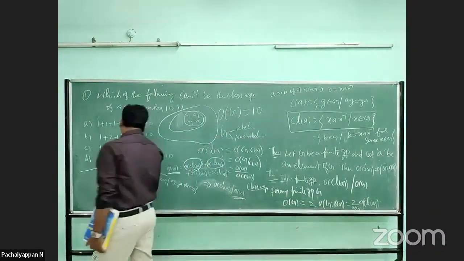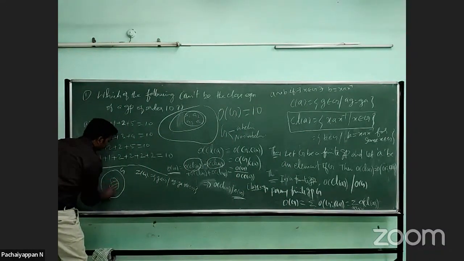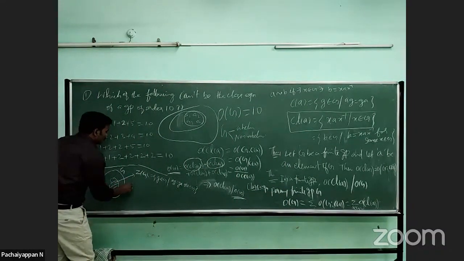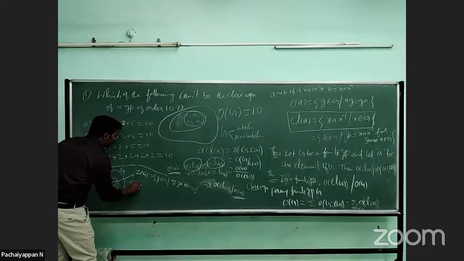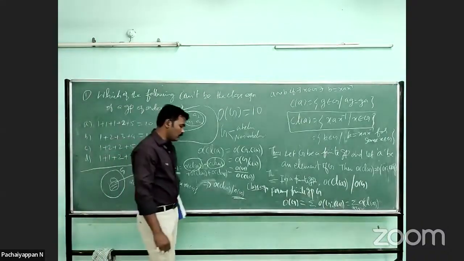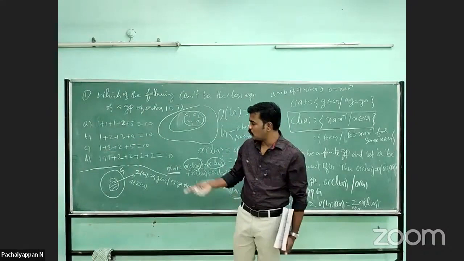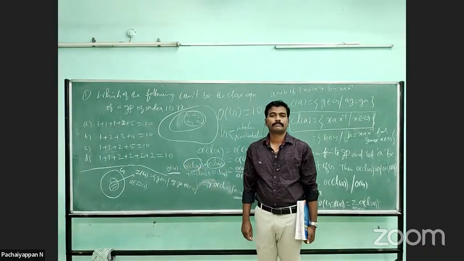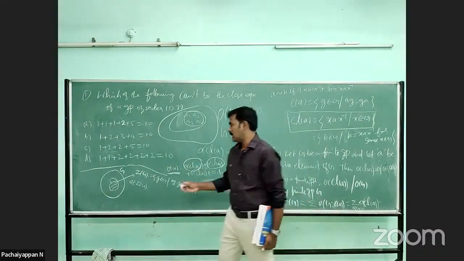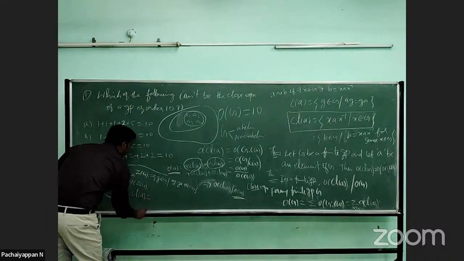Now, suppose you can assume that this is a center. A belongs to center of G. Now, what are the elements which commute with A? Or I can ask the question, what is your CL of A?